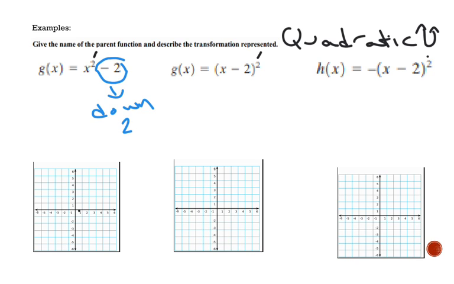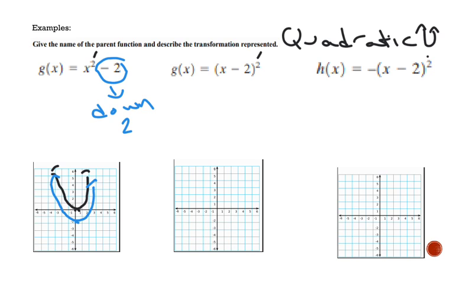Which means if we were to look at the parent function, your vertex, that bottom point, would be right there in the center at 0, 0. But this minus 2 is going to move it down 2, which means your vertex is going to be down here at this negative 2 instead.